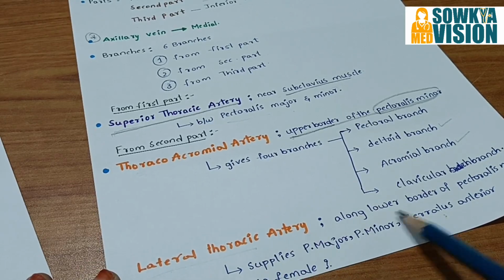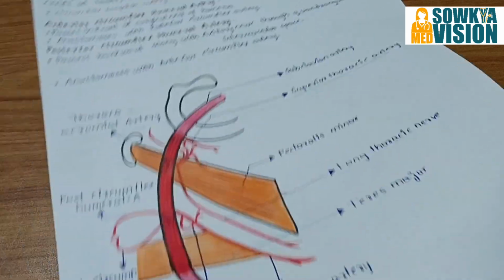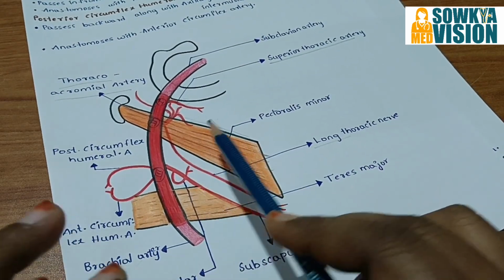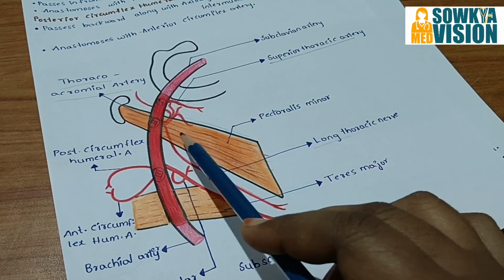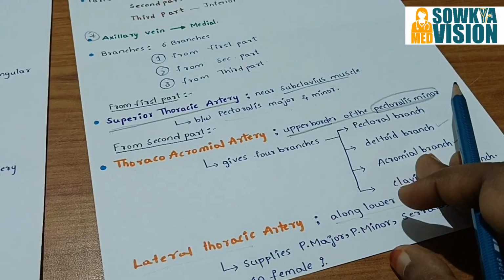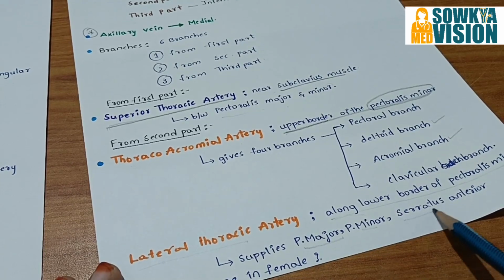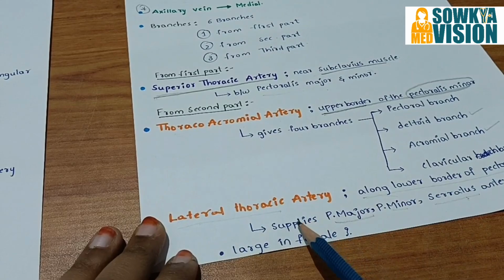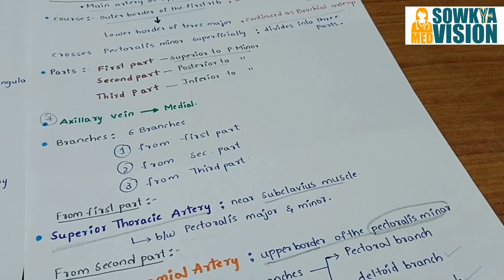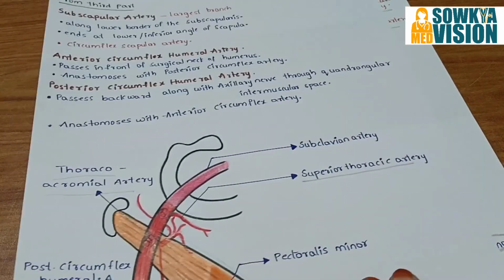Now the second branch from the second part is the lateral thoracic artery. It runs along the lower border of the pectoralis minor muscle. It supplies pectoralis major, pectoralis minor and serratus anterior. This branch is large in females. Why is it large in females? In order to supply the breast.